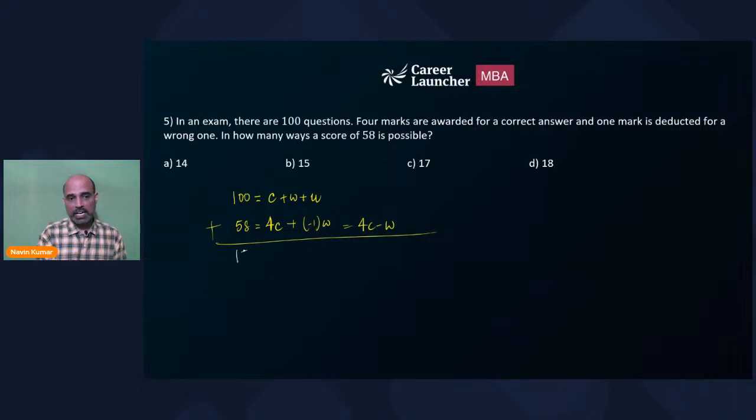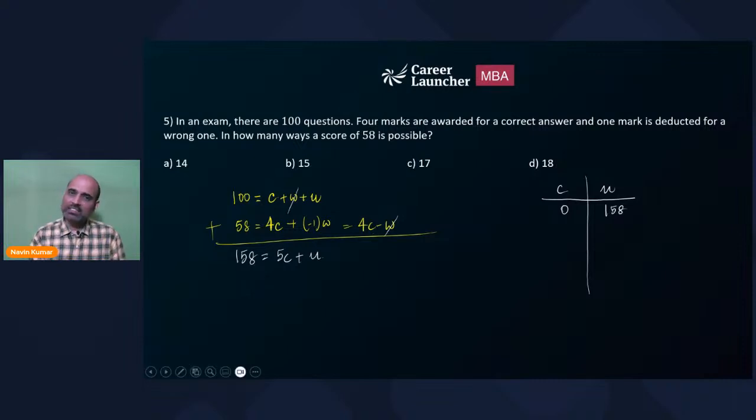So what I will have is 158. That will result in C plus 4C, which is 5C. W gets cancelled out, and plus U. Right? Now, 158 has to be divided in terms of 5C and U. So let's see. First, C is going to be 0 and U is going to be 158.